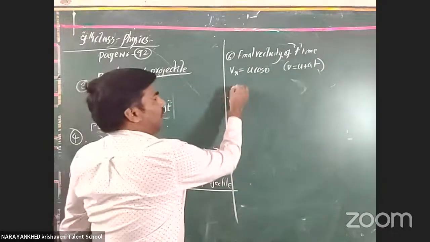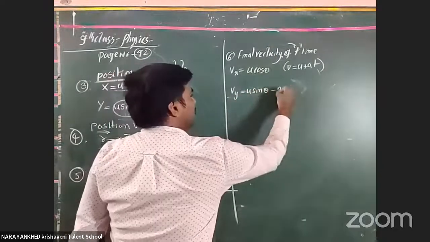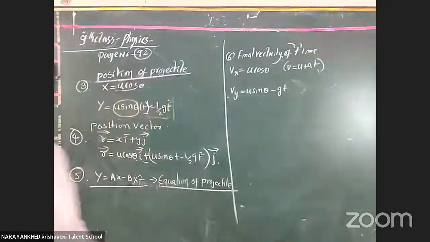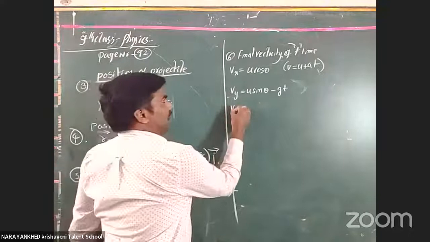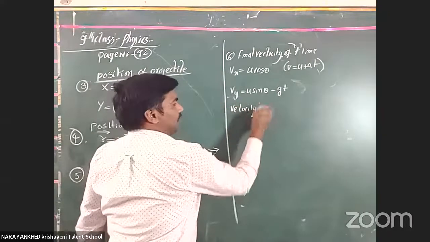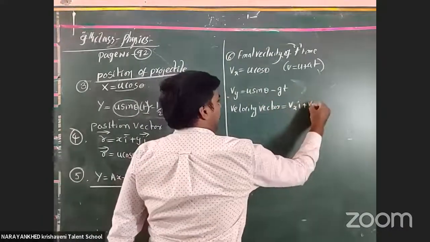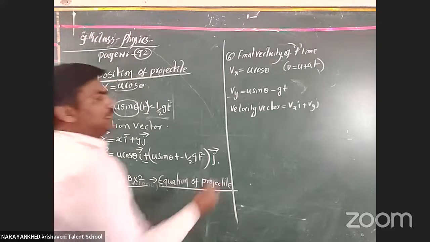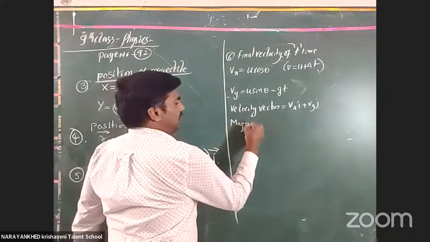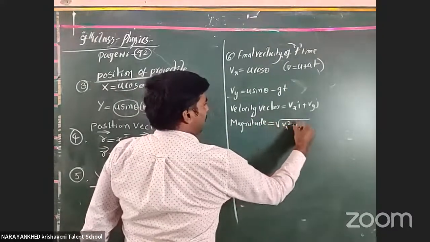Now, along the y-axis, it will be written as u sin theta minus gt. Written or not? Yes, u sin theta minus gt. The velocity vector is written as Vx i plus Vy j. Clear or not? And the magnitude of this vector is written as under root of Vx square plus Vy square.